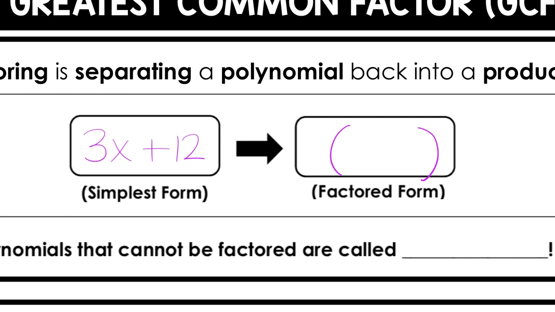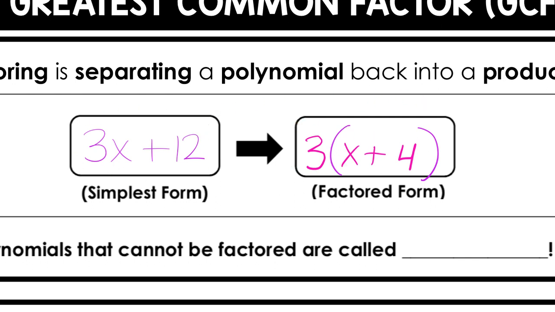Okay, so here's the answer. We would have a 3 on the outside, and then in order to get the inside, you have to think about, okay, 3 times what equals 3x? Well, that would be x. And then 3 times what equals 12? Well, that would be 4, because 3 goes into 12 4 times, right? And this would be the answer. This is called the factored form. So we took a polynomial and we just factored it.